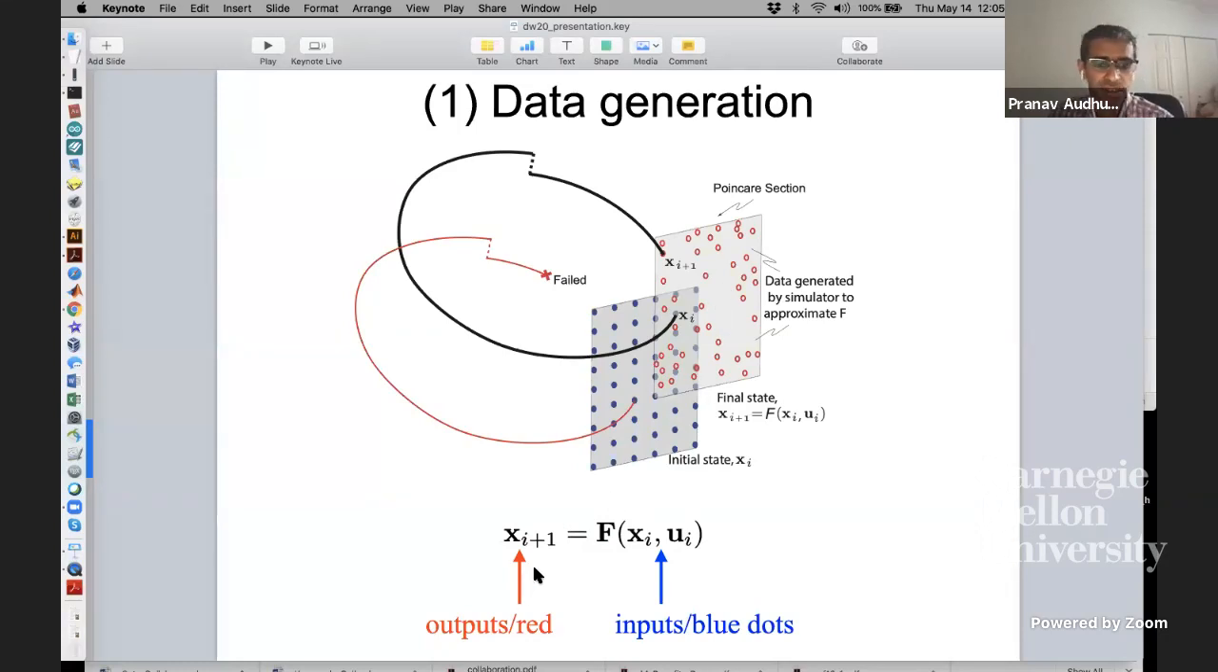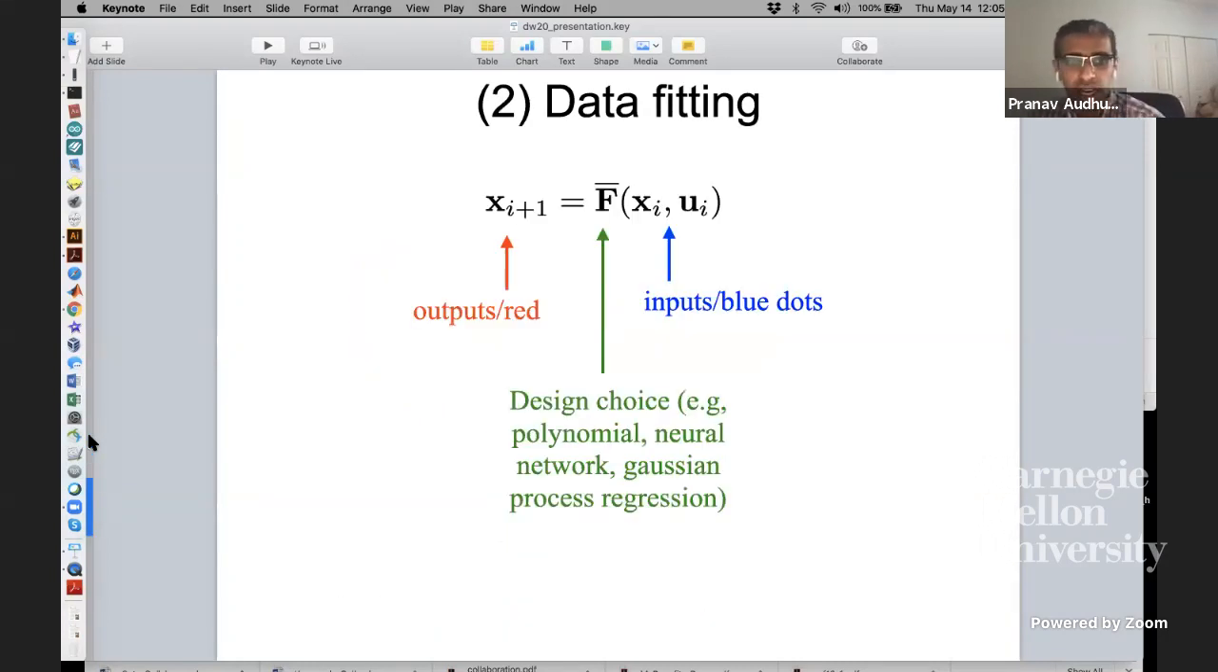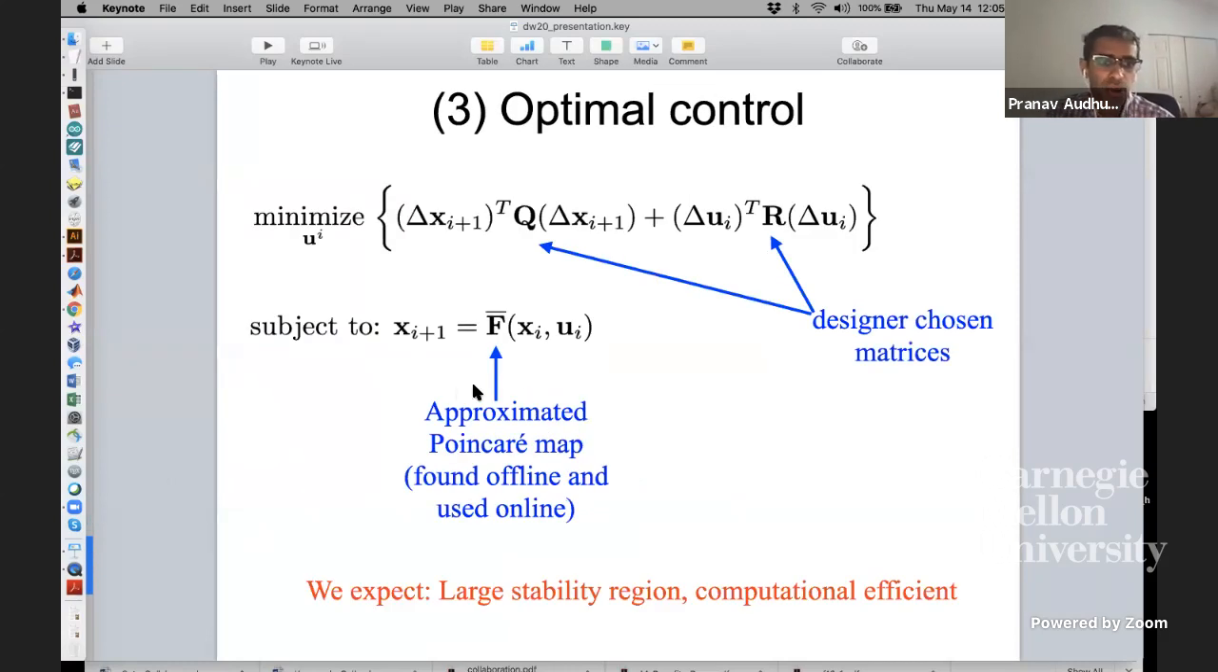Once you have this data, inputs and outputs, the second step is to fit it with your favorite regressor. F here is now written as F bar, indicating that it's an approximation. You could use a polynomial or a neural network, parametric or non-parametric; that's your choice. Ensure that you get a good fit, of course. Once you do that, you're ready to solve the optimization problem, again, now with this approximation. My hope is that if I do this right, I'll get a large region of attraction, and hopefully it'll be computationally efficient.